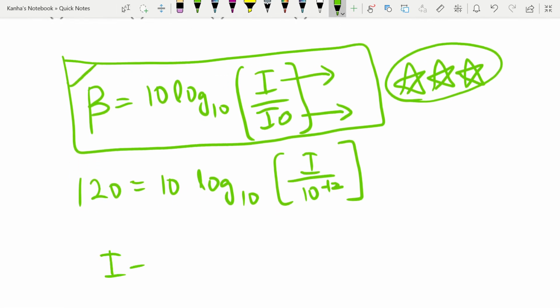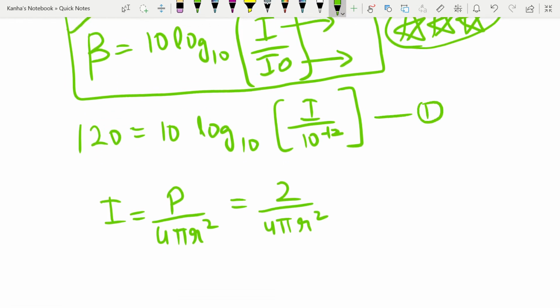So 120 is equal to 10 log base 10 I by 10 to the power minus 12. So I is nothing but your power by a point source, 4 pi r square, is nothing but 2 by 4 pi r square. Okay, so on solving 1 and 2, you will see that my r is nothing but 40 centimeter.